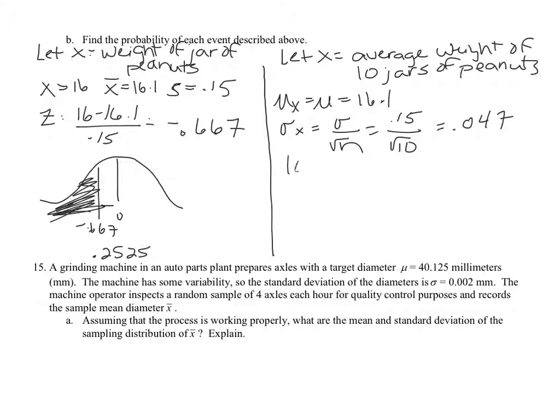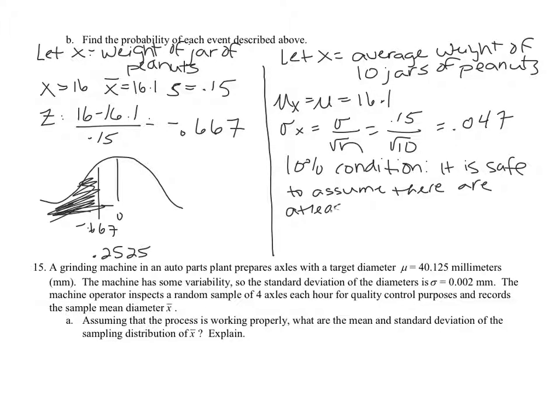So if we look at the 10% condition, it is safe to assume there are at least 10 times 10 equals 100 jars of peanuts in the population.